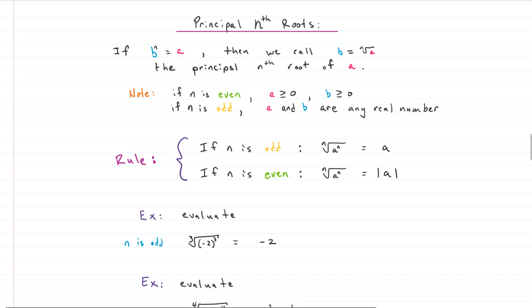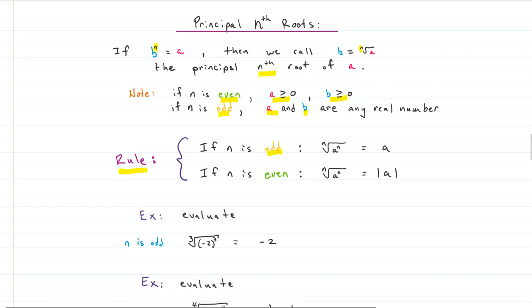So instead of having squared for b, we have n: b to the n equals a. And then we call b equals the nth root of a. We call that the principal nth root of a. If n is even, like a square root is because n is 2, then a must be non-negative and b must be non-negative, meaning positive or 0. If n is odd, then a and b can be any real number. Positive, negative, doesn't matter.